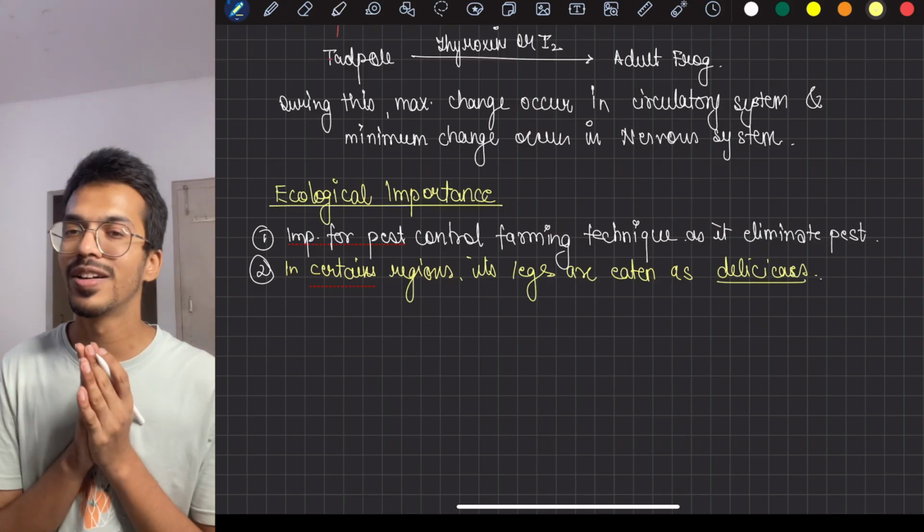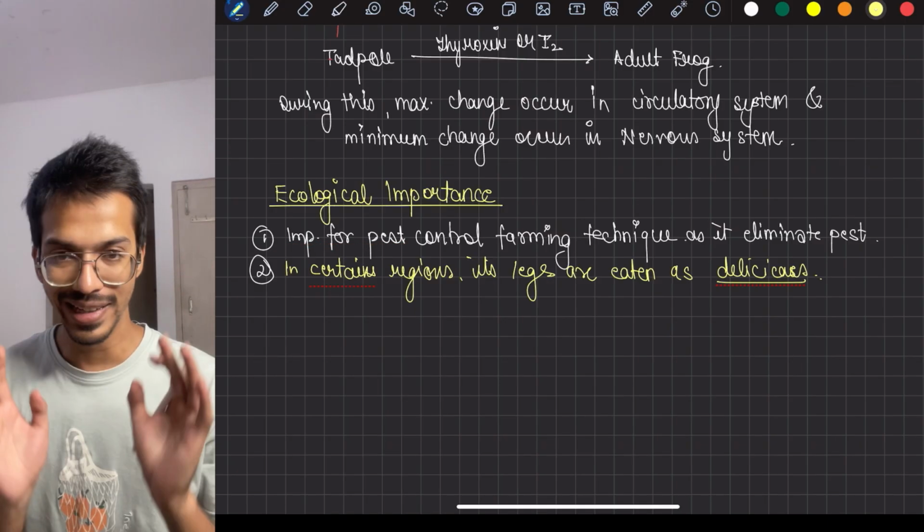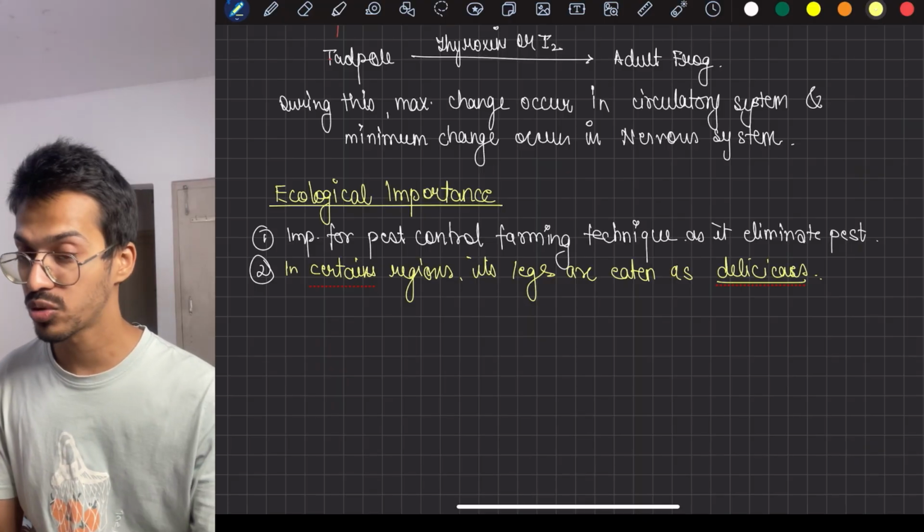With this, the chapter is over for 11th class, and the frog is also over.